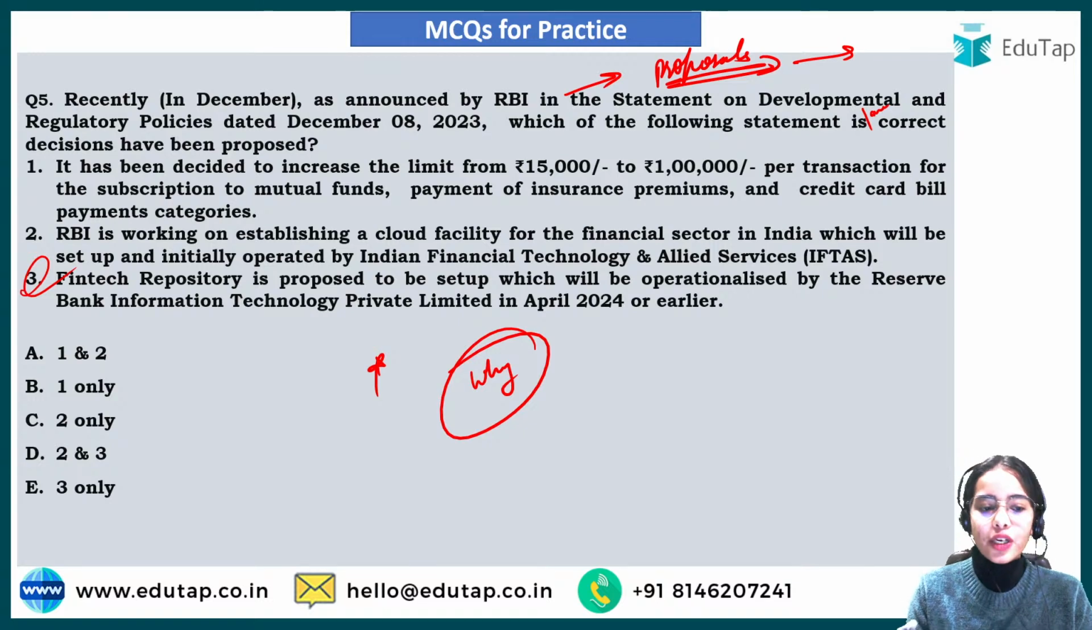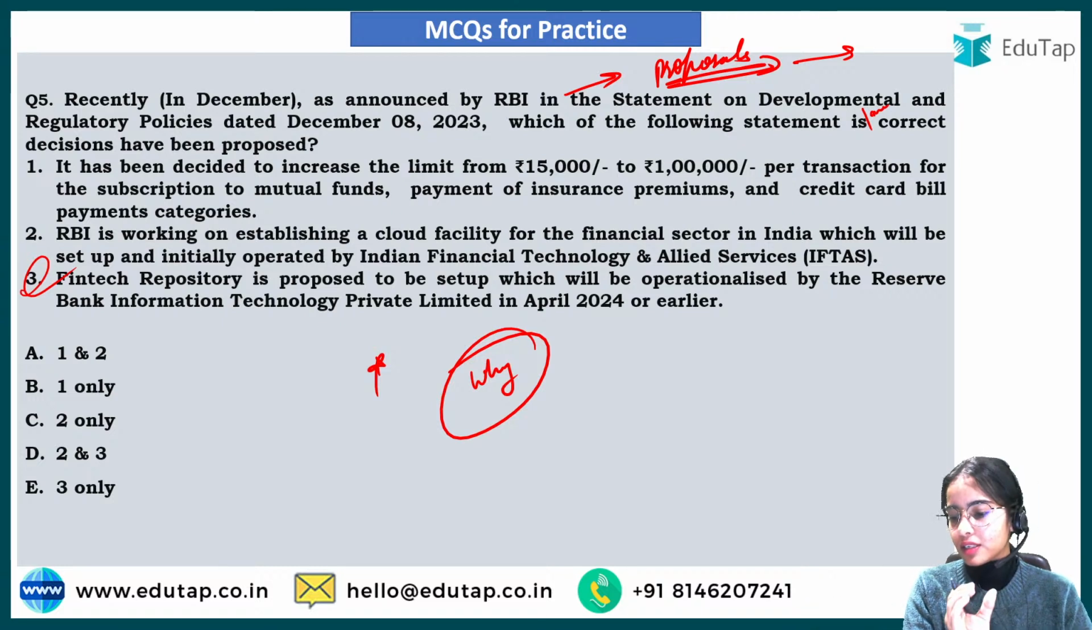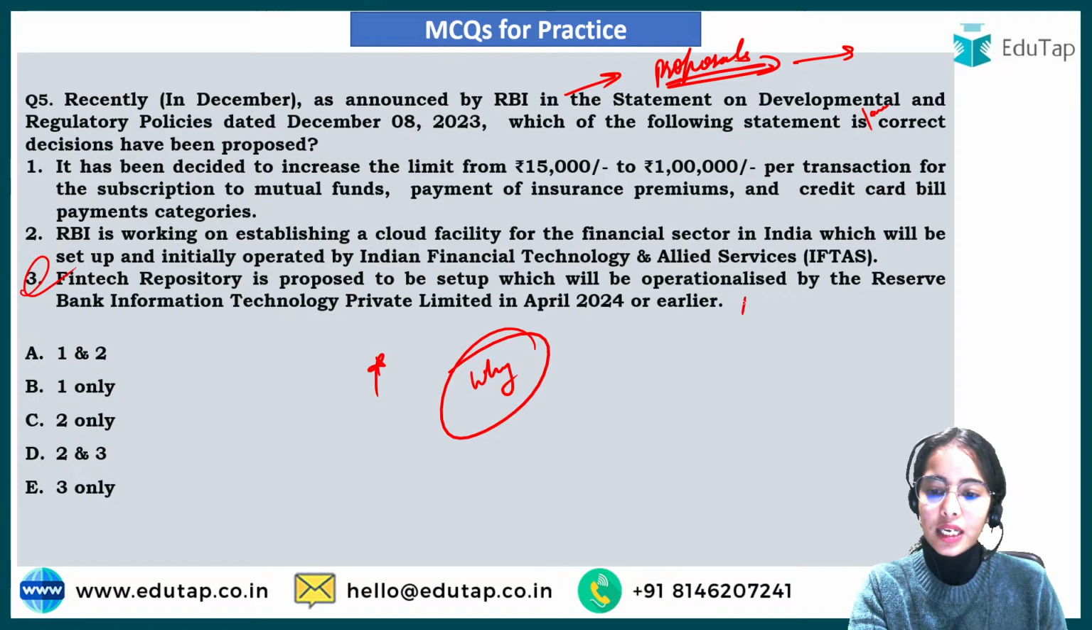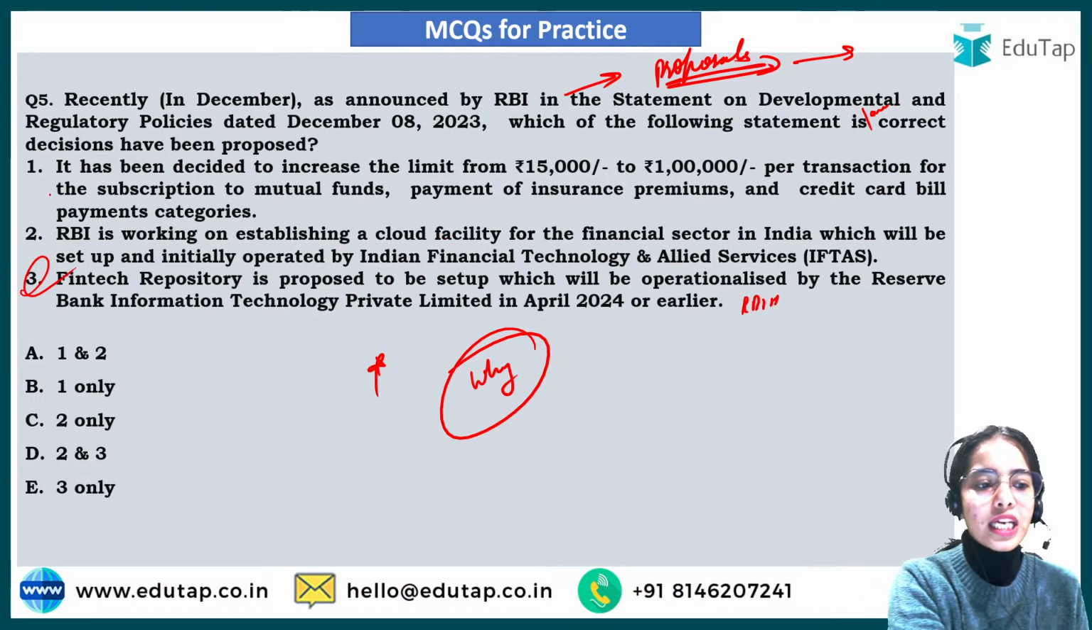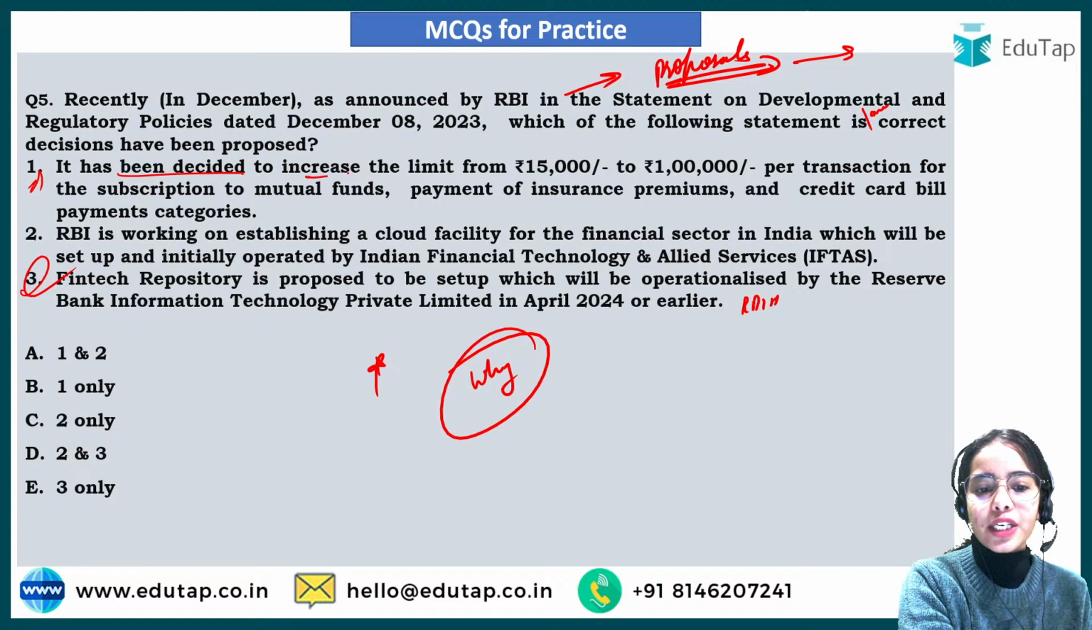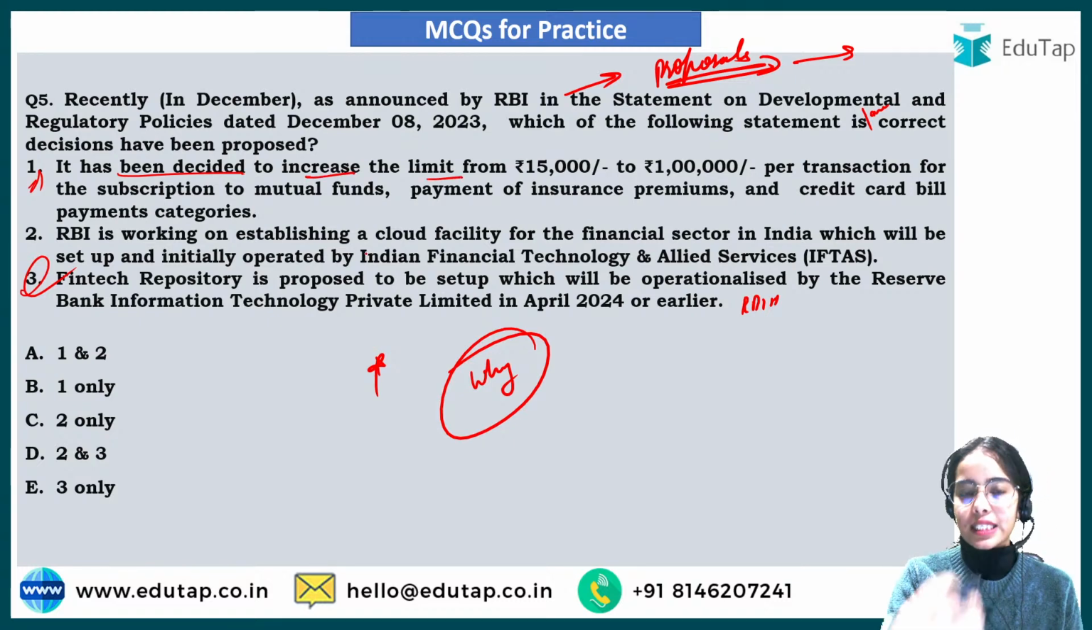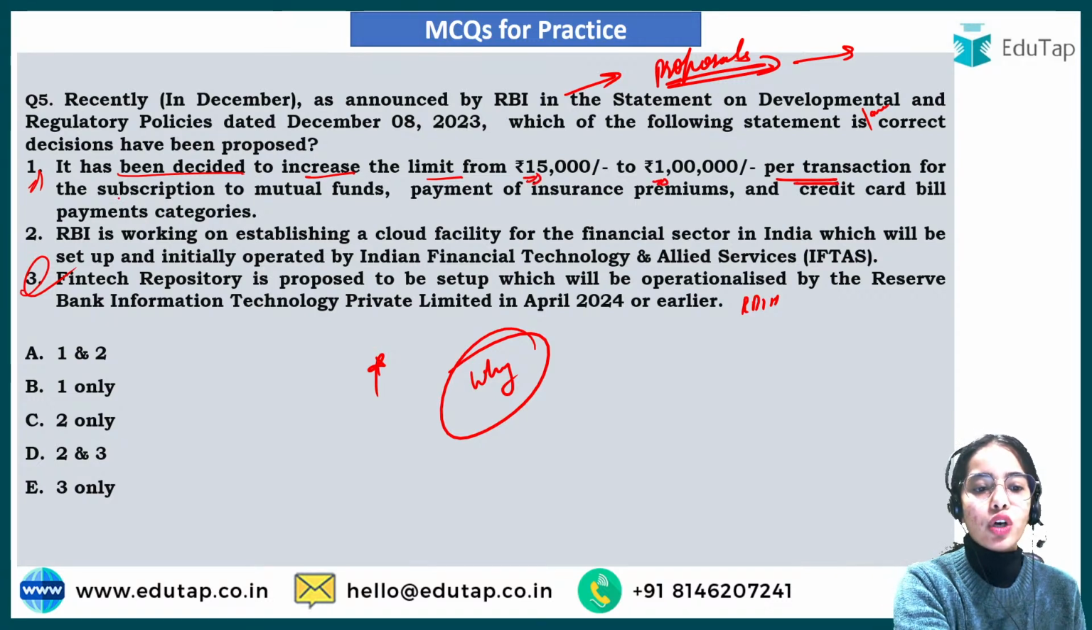Okay, because the direct question can come that the fintech repository is proposed to be set up by who and by which date. So what is the problem in the third? Yes, very good. It is the RBIH. So the first statement is correct, that is, it has been decided to increase the limit. So RBI has proposed to increase the limit from 15,000 to 1 lakh per transaction for the subscription.